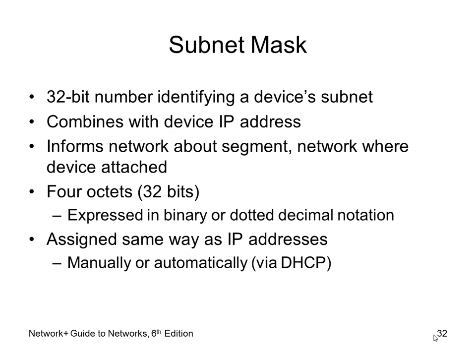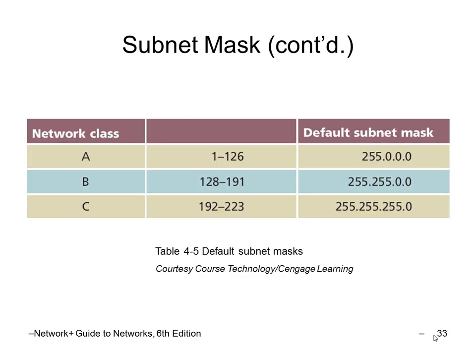Okay. Right. It's a 32-bit number. It tells it which part is the host and which part is the network. We'll see exactly how that works. Okay. Informs about the network segment. Okay. There's four octets. Again, the same 32 bits. There's certain values they can be. Okay. Normally assigned automatically unless you do them manually. And we will go through this in great detail.